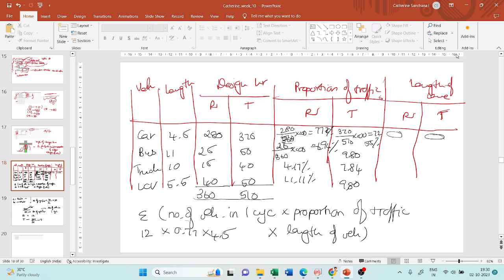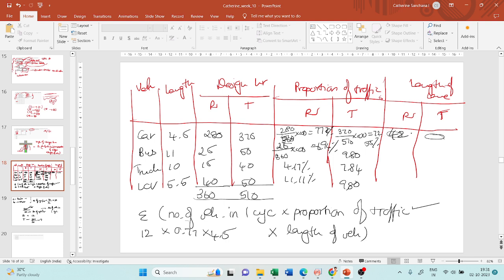You should divide it by the total traffic only. Why? Because for that only I'm multiplying it by the proportion, right? The cycle covers both through traffic and right turning traffic, so we have to take the total traffic. Yes, you have to take the total traffic. In order to bring it down to cars only, I'm multiplying it with the proportion of traffic. So it has to be 12 into 0.77 into 4.5. What do we get? It is 41.58, right?